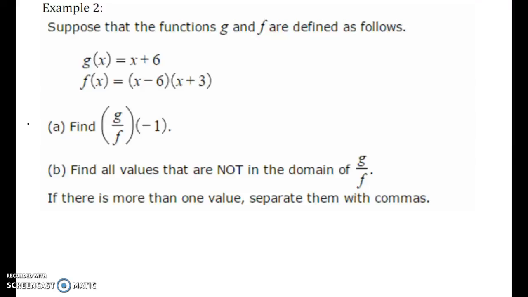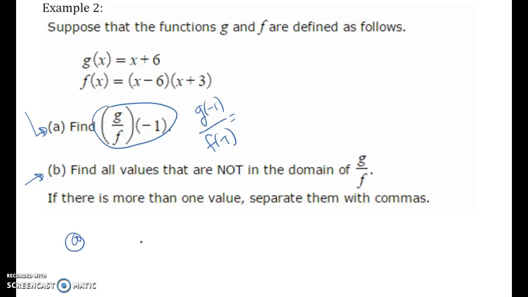Now we have some problems that will involve a little bit of division, and they're not going to go crazy with us today. We have divided polynomials already a little bit, but I think they're going to keep things relatively simple. This would mean find g of -1, find f of -1, and then divide the two answers to get the final answer. So if I were doing part A here, I could do it in a generic sense.